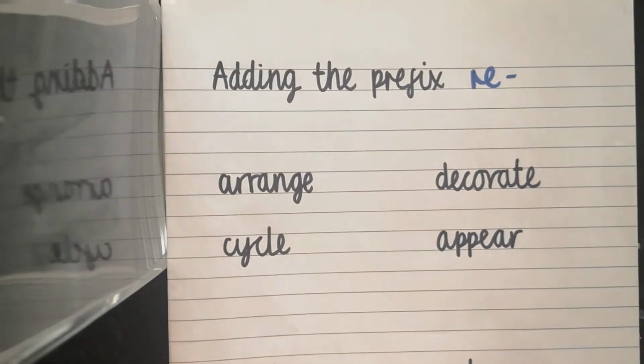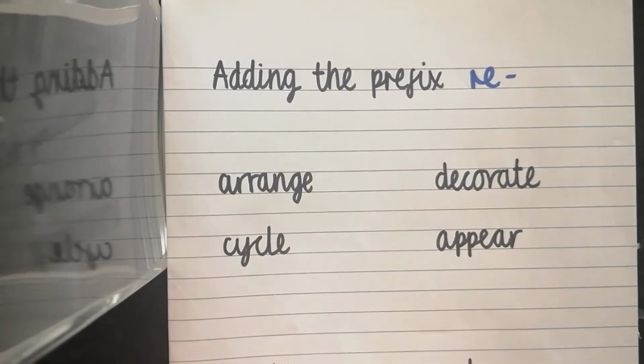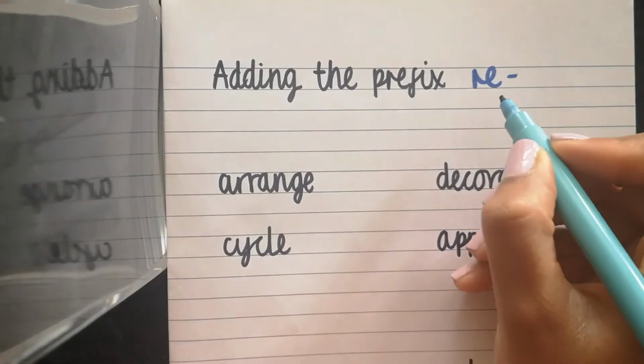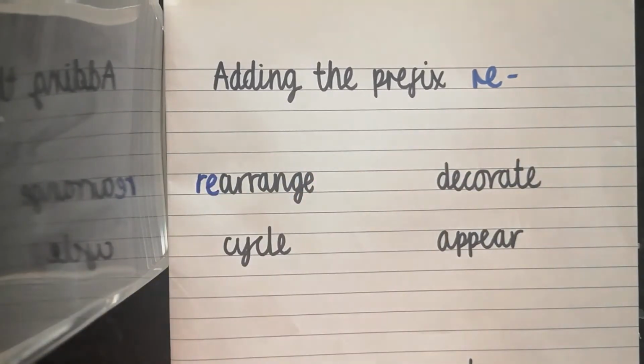So let's start with the first words. The first word I've got here is arrange, and arrange is to put something together in a neat order. So if I had some flowers and I wanted to put them in a vase, I could arrange them to make them look neat and pretty, okay? So if I was to pop the prefix re on the beginning of arrange, it will change it to rearrange. So rearrange would mean I've got to do it again, okay? So I would put my flowers in my vase in a different way to rearrange them. So I'll do it again.